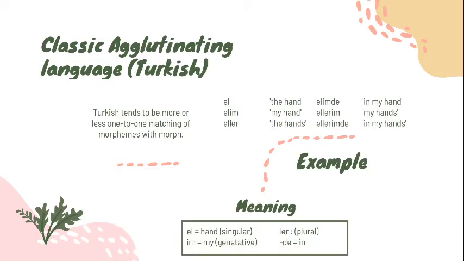Another example of agglutinating language is Turkish. Turkish tends to be a more or less one-to-one matching of morphemes with meaning. For example, el means hand in singular and im means my. If we put them together, it becomes "elim," that means my hand. And if we add "de" after "elim," it becomes "elimde," that means in my hand. Okay, that's all about agglutinating language. Let's move to the next one.